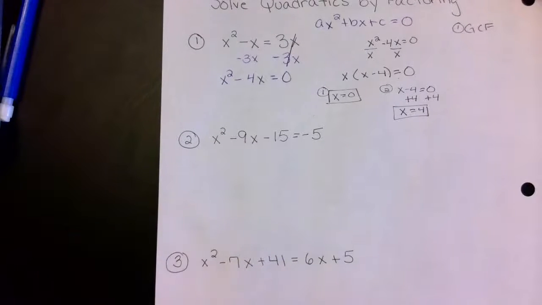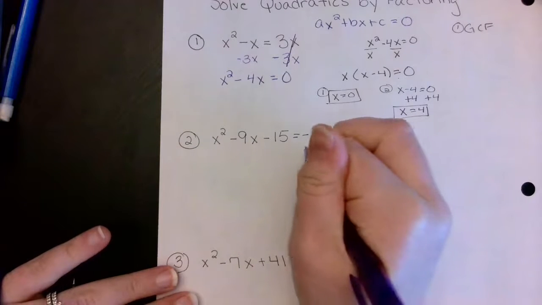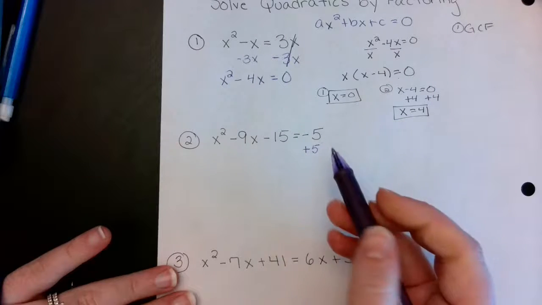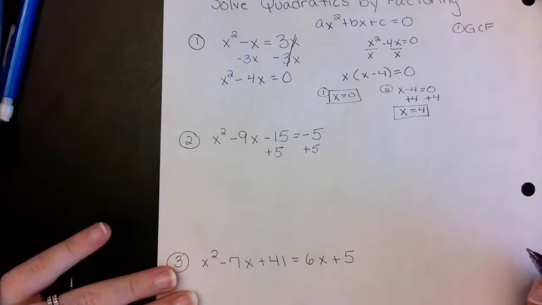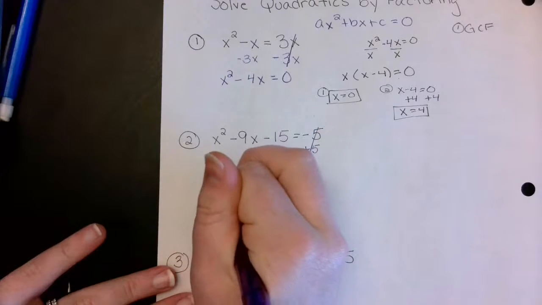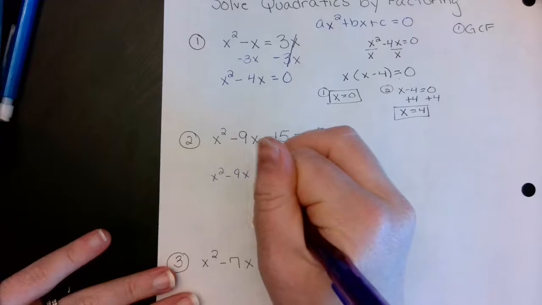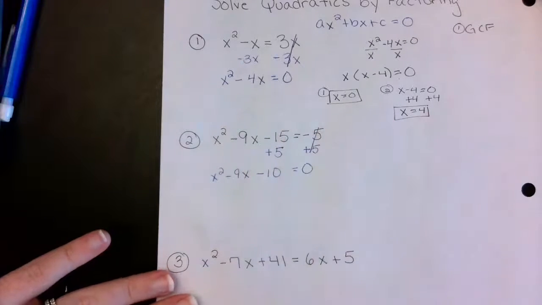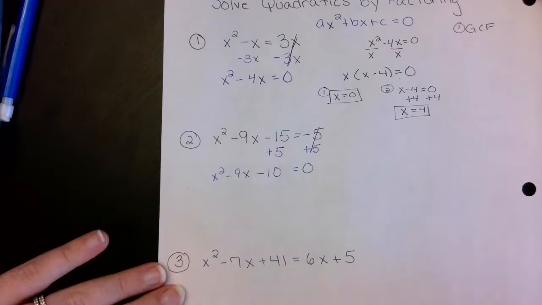My next one, it does not equal 0, so I need to move everything over to equal 0. I'm going to add 5. 5's like term is negative 15, so I'm going to put that 5 right there. So now it'll say x squared minus 9x, and negative 15 plus 5 is a negative 10. Okay, so now it's x squared minus 9x minus 10 equals 0.